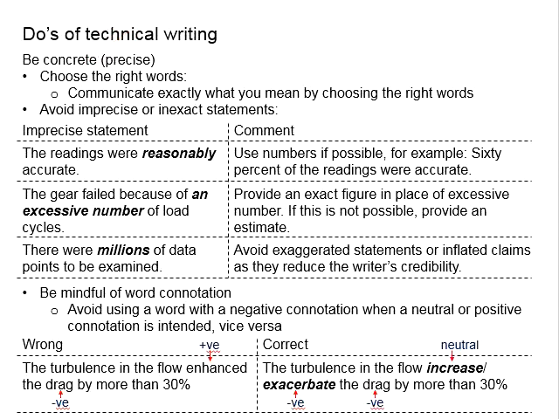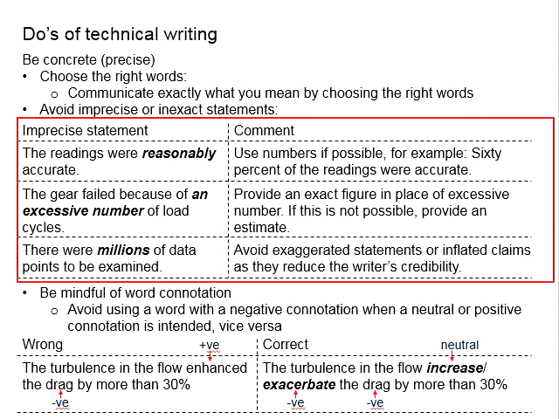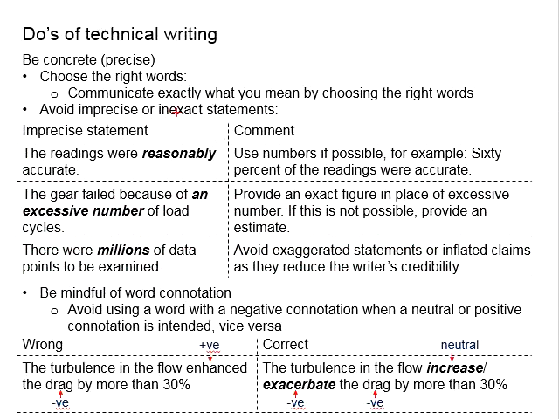That means the choice of words needs to be precise. Whichever words you use need to exactly reflect the meanings that you would like to give to the reader. You need to avoid imprecise or inexact statements. These are some examples of imprecise statements. The readings were reasonably accurate. What does "reasonably" mean? It will be better if you give a number to represent it. For example, 60% of the readings were accurate.